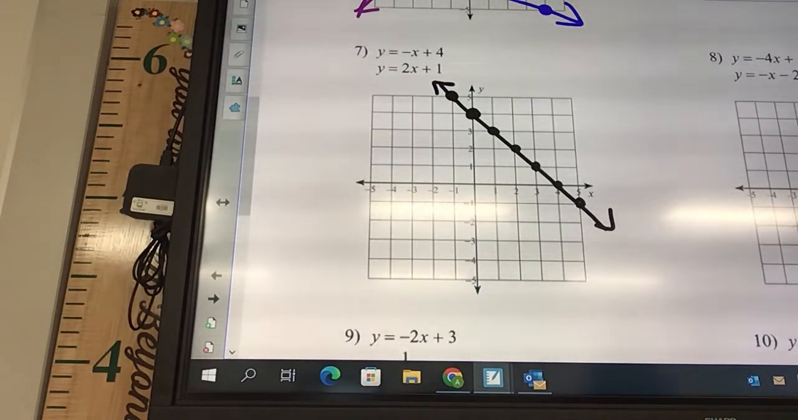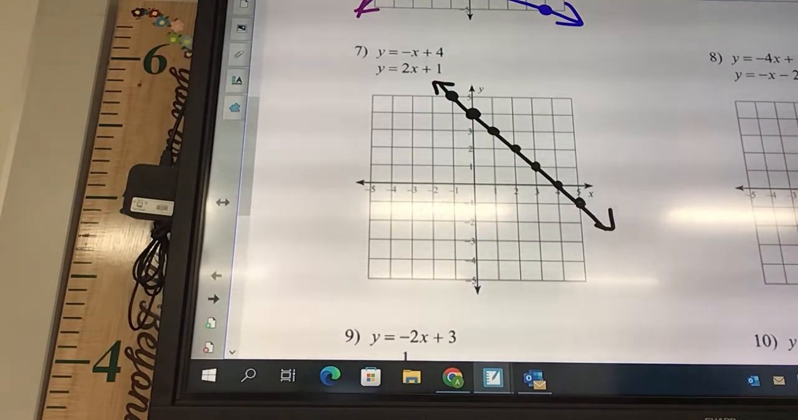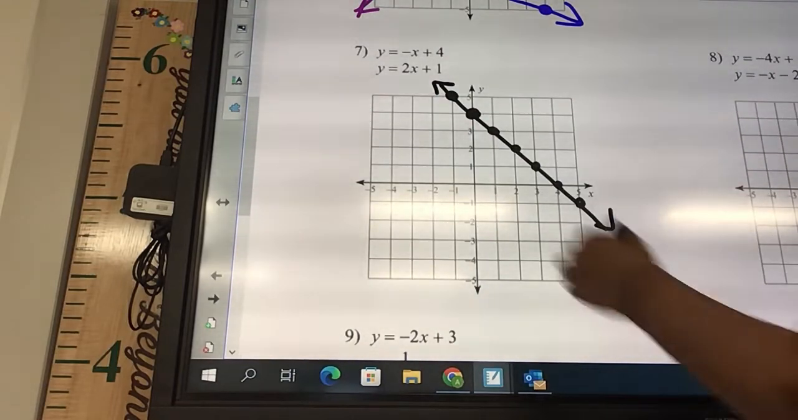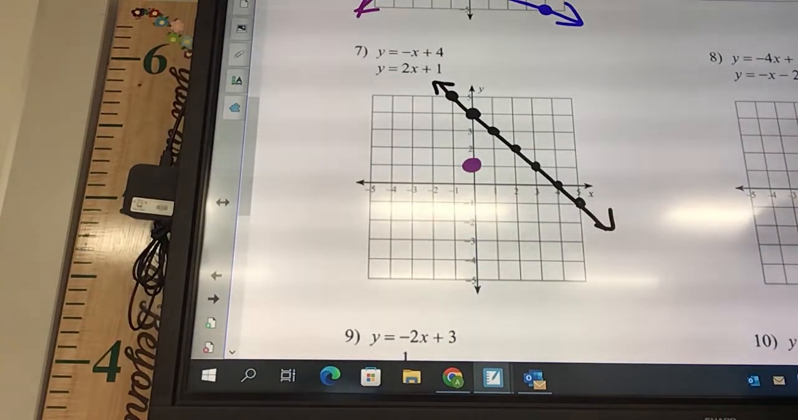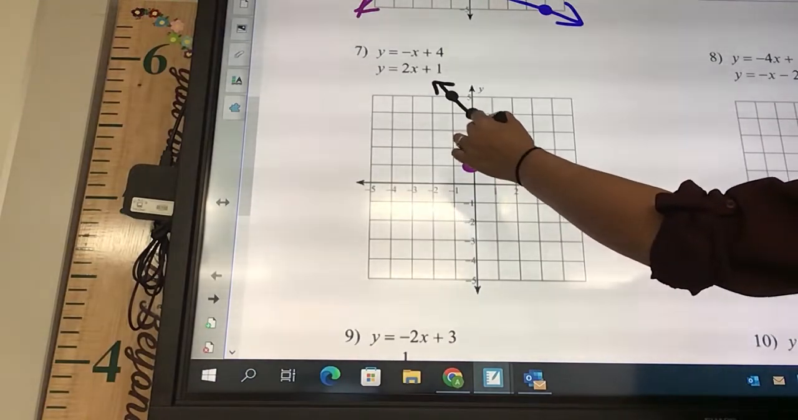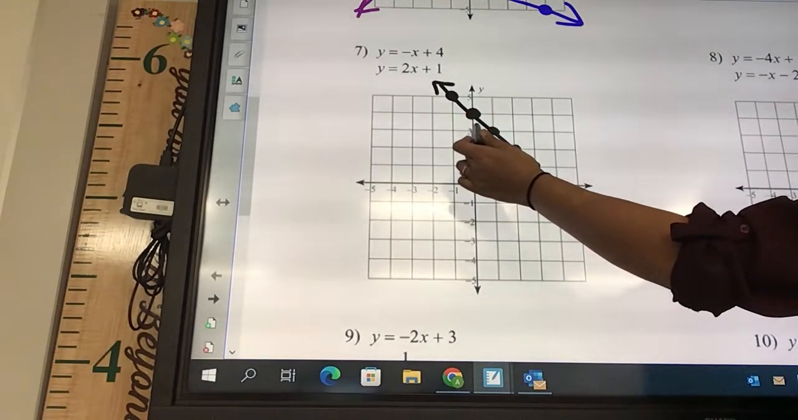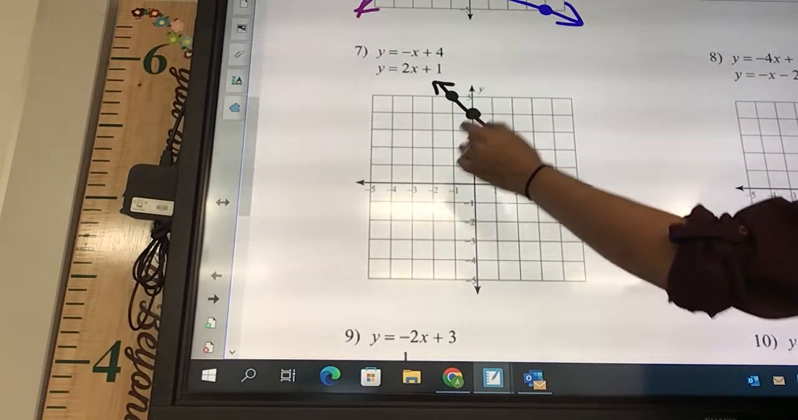Okay, line 2, where does it start? At 1. What is our slope? 2. Yep, so we're going to go up 2, over 1, which way? Right. To the right.